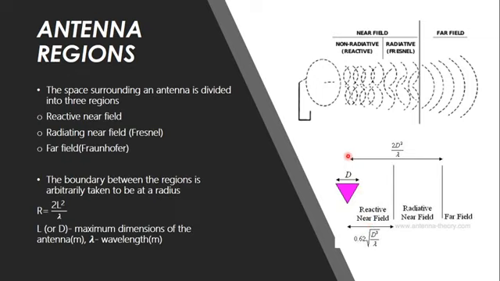And any region from the antenna up to a radius of 2D square by lambda, we call the radiative near field region. And once we cross the radius of 2D square by lambda, or 2L square by lambda, we call it the far field region, where the actual radiations begin.